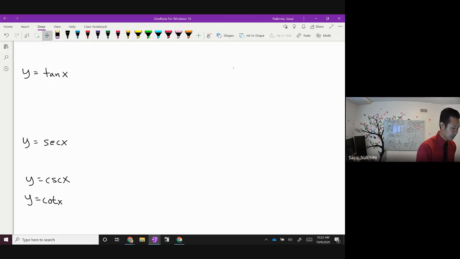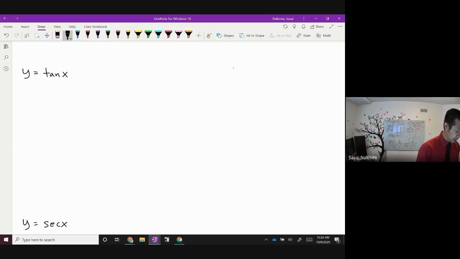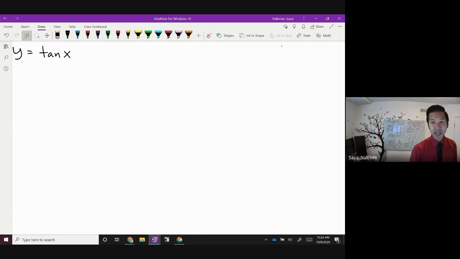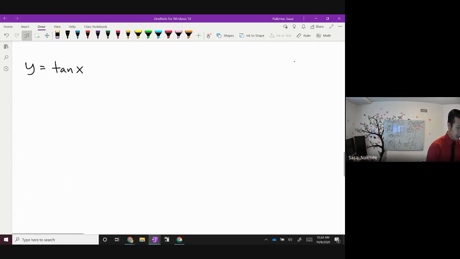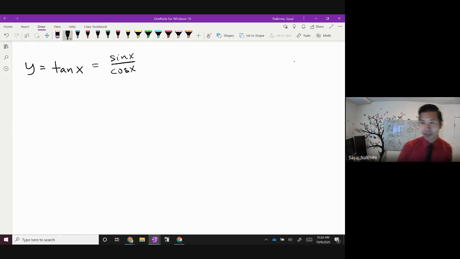Okay, so first things first, if you look at tangent of x and you break it down, it's simply just two trig functions combined together. In its identity, you could rewrite tangent as sine of x over cosine of x, right? One function divided by another function.